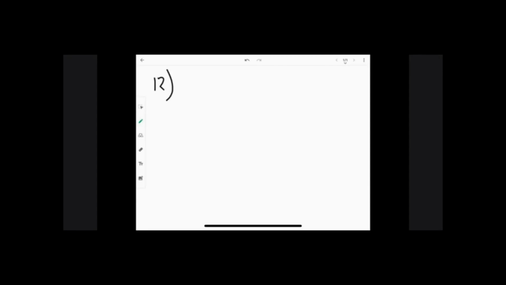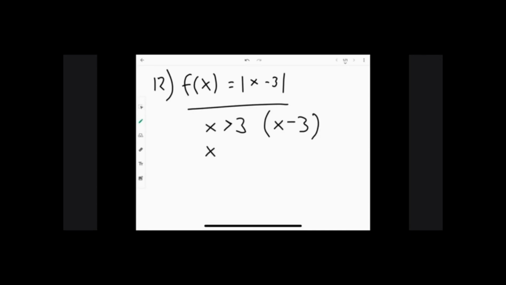But in question 12 we have a piecewise function. F of x equals the absolute value of x minus 3. That means that when x is greater than 3, it's equal to x minus 3. And when x is less than 3, it's equal to the opposite of that, or minus x plus 3. And when x is equal to 3, we can put it in either one.